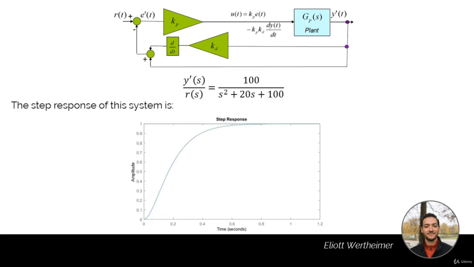So for the exact same plant transfer function as our previous lecture, we actually got a transfer function that has no s in the numerator, so no 0. And we did this by using a very similar method, the only difference being that the derivative term, instead of being in the controller, is in the feedback of the system.